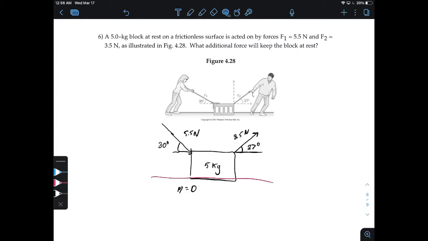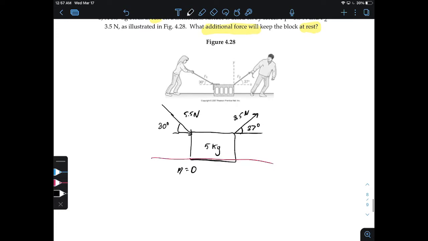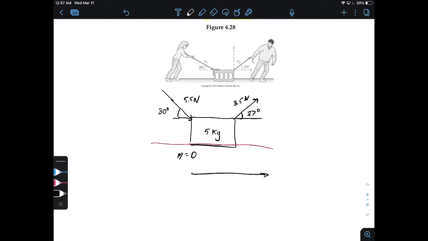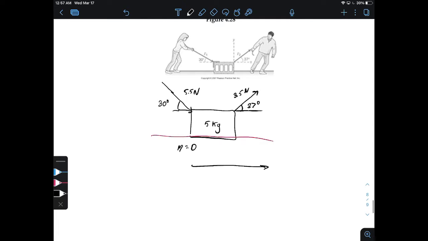So it says, what additional force, oh, that's an eraser. What additional force will keep the block at rest? So it's already at rest, so that's okay. We don't need a deceleration. All we need is to prevent acceleration. So what we're going to see is that there are forces, they're both acting in this direction, so we're going to have a net force in the same direction to the right. What we want to do is calculate that net force and then say, okay, in order to keep it at rest, in order to have a balanced force, we just need the same thing in the opposite direction. Then they will cancel out and be 0.